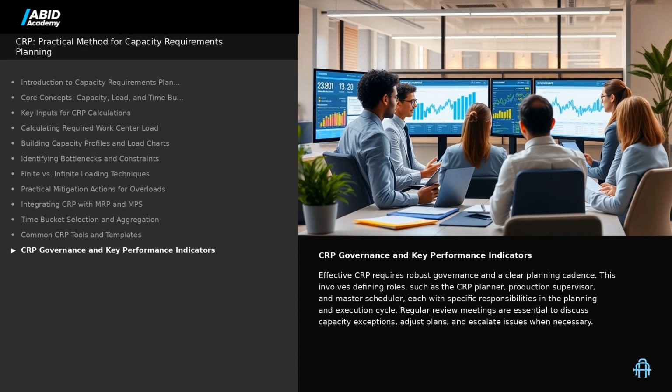CRP governance and key performance indicators. Effective CRP requires robust governance and a clear planning cadence. This involves defining roles such as the CRP planner, production supervisor, and master scheduler, each with specific responsibilities in the planning and execution cycle. Regular review meetings are essential to discuss capacity exceptions, adjust plans, and escalate issues when necessary.